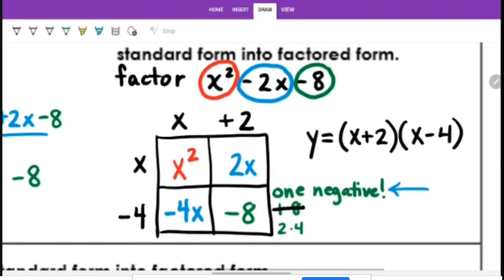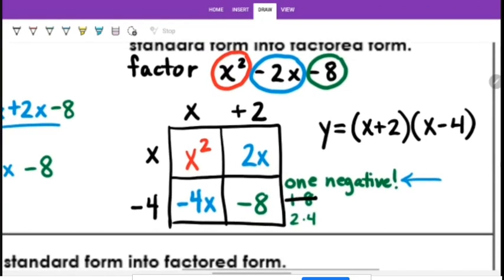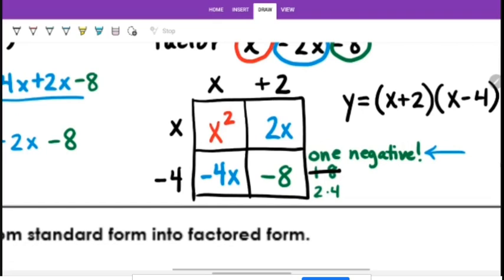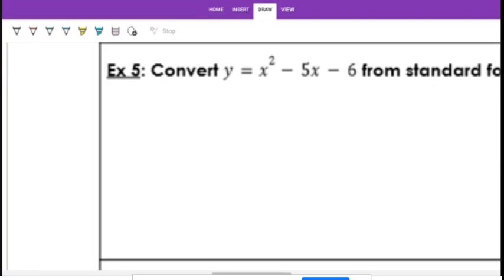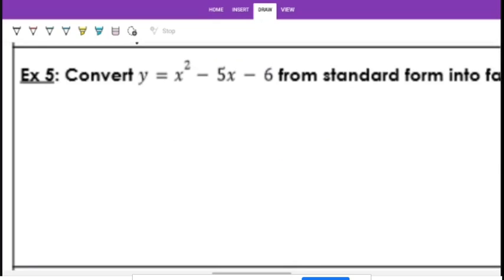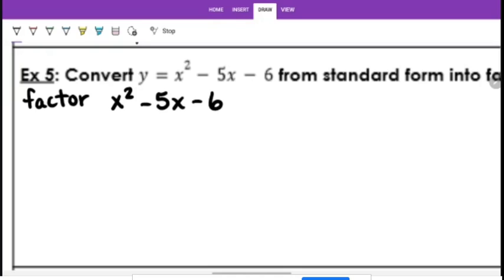And that was an easy example because we knew the answer going in. But let's work on an example now, example 5, where we don't know the answer. We're going to have to find it. So our goal is to convert this into factored form. So our strategy is, well, we need to factor. We factor x squared minus 5x minus 6.